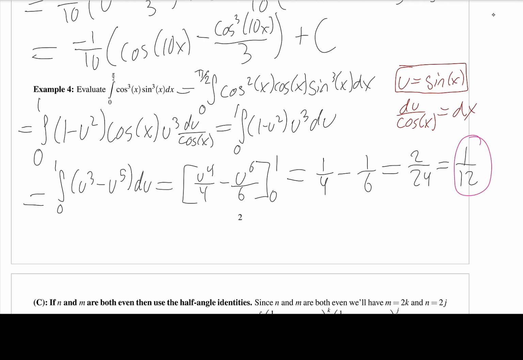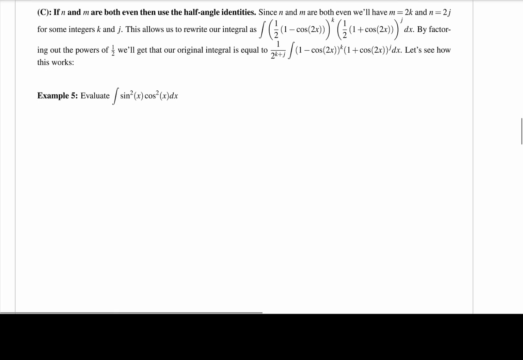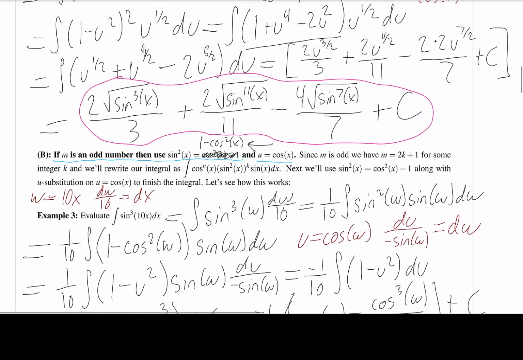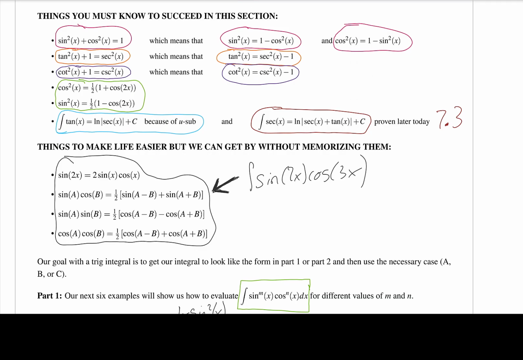Okay, so that's how we do one of these trig integrals when we actually have limits of integration and things to evaluate. Now we're going to look at the case that n and m are both even. If they're both even, then we have to use what are called the half-angle identities. The half-angle identities are these right here. So these are the half-angle identities that I refer to.